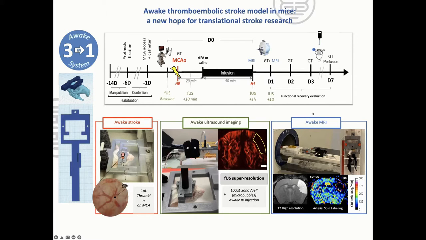And in parallel, we can also perform MRI modalities in awake animals, not only looking at the lesion volume, molecular imaging that I showed you before for VCAM1, and also to look at cerebral blood flow by using arterial spin labeling. And these are experiments which are ongoing.